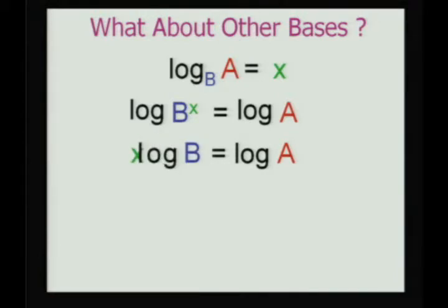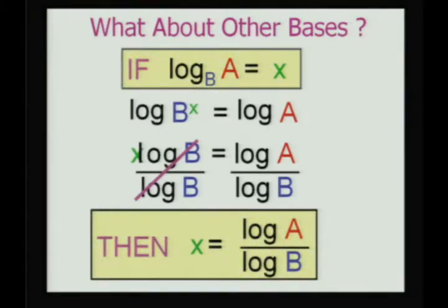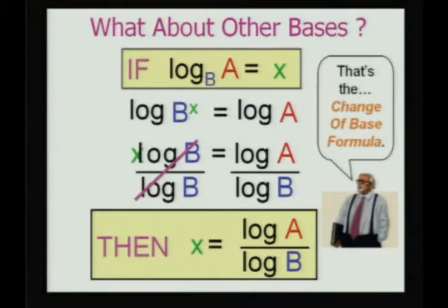Remember what the properties tell us: I can put that x out front. So log of b to the x is x log b. Well, I want to know what x is. Let me divide both sides by log of b. And x will be log a over log b. So if it doesn't come out exact, you can find the answer by doing the log of a divided by the log of b. That's the fact.